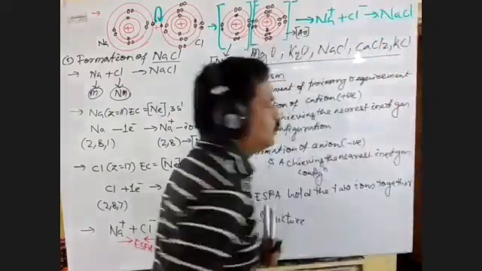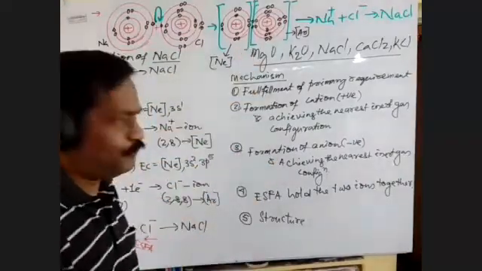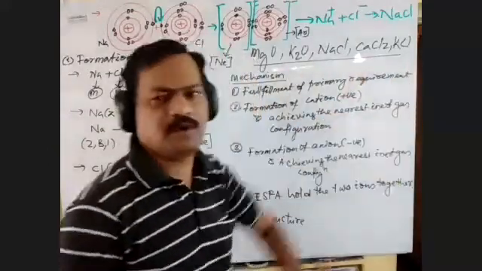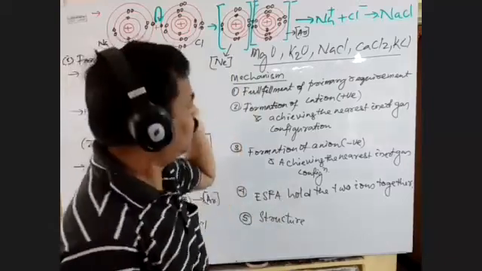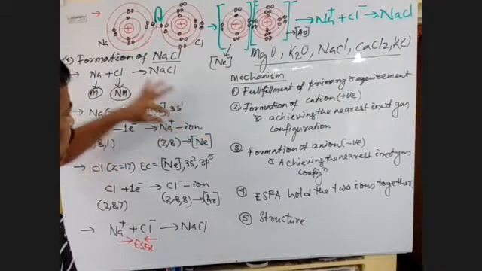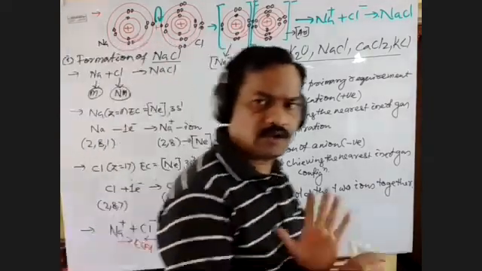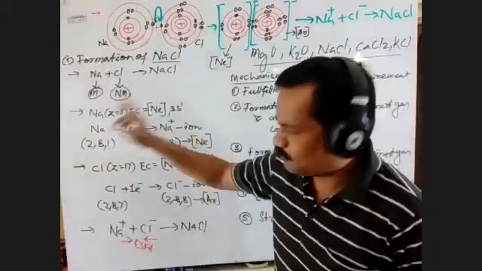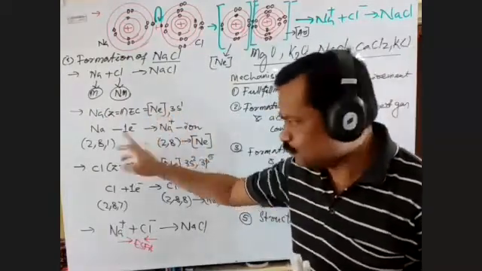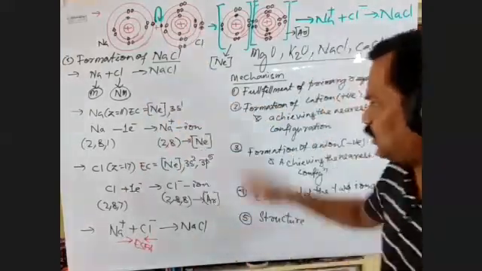I have just followed these 5 points. So that's it. Remember these 5 points. You can write any number of examples in the same manner. Just change which element, what is the nearest inert gas configuration, what is the electronic configuration, and how many electrons they are donating. The rest is all the same. Only the element, atomic number, electronic configuration, number of electrons lost, and structure will change. The process is the same.